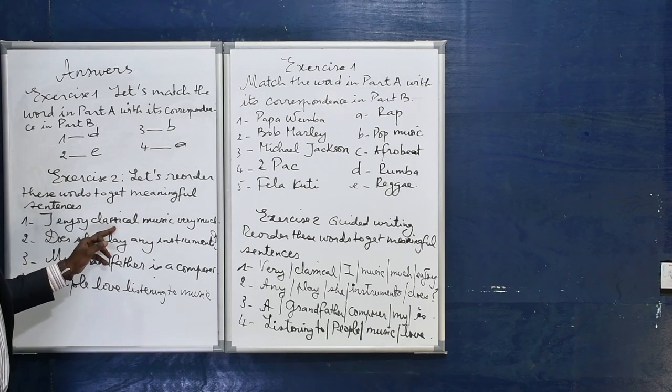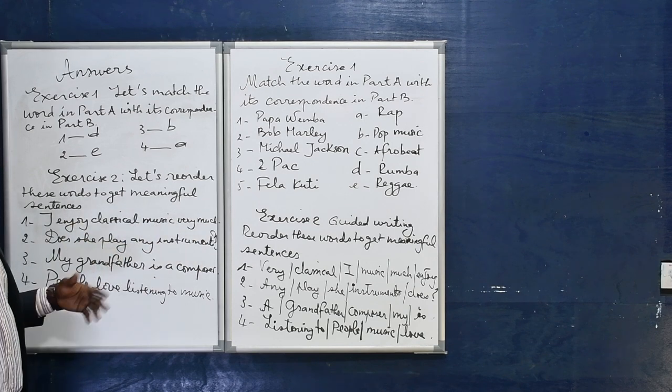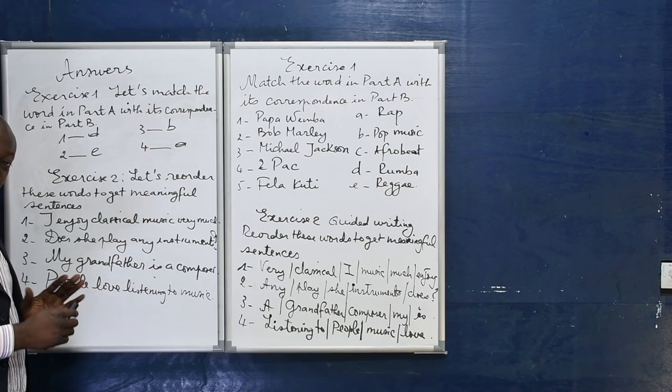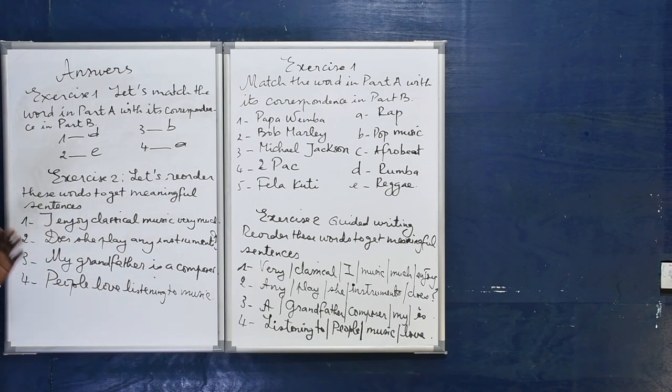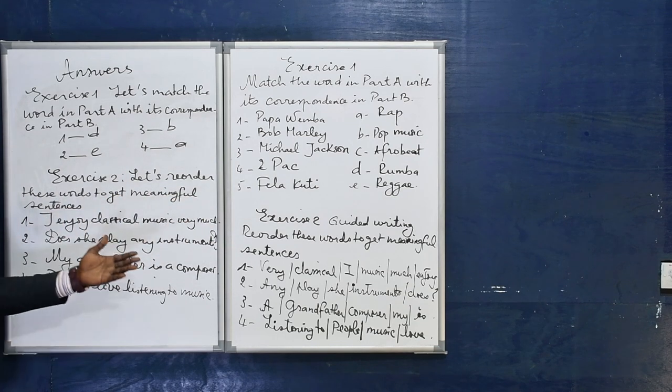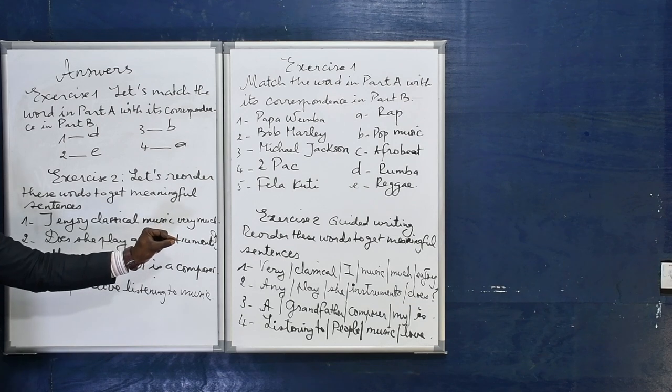I enjoy classical music very much. As I said, here we need syntax. Ici, nous avons besoin de la syntaxe. It's very important. You see, I is the subject. The subject is followed by the verb enjoy, and we have the object or the complement, le complément. So we have I enjoy classical music very much.